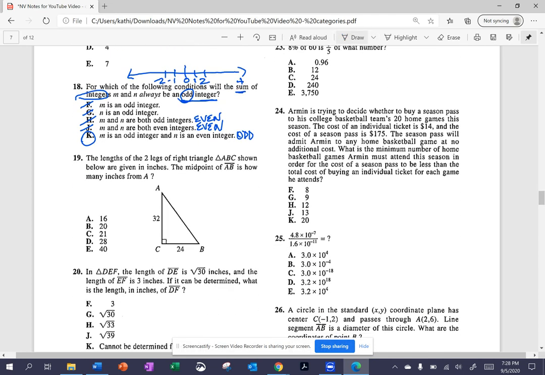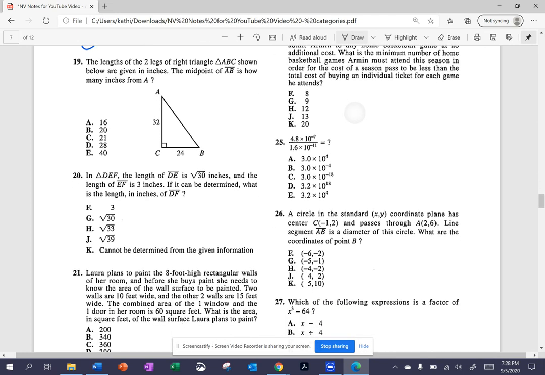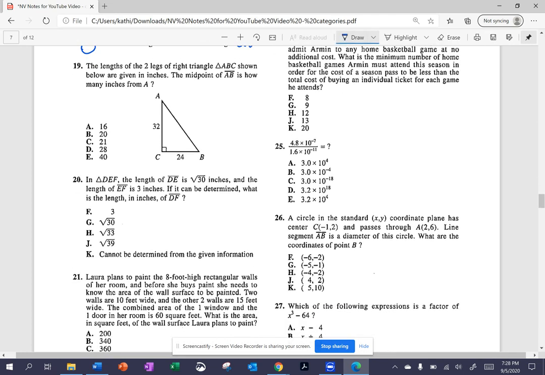Okay, 19. The lengths of the two legs of the right triangle ABC are given in inches. The midpoint of AB is how many inches away from A? So this is asking for the midpoint.